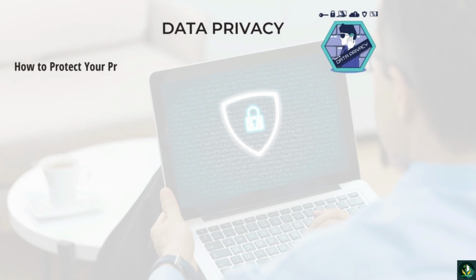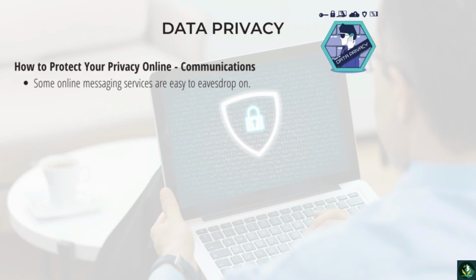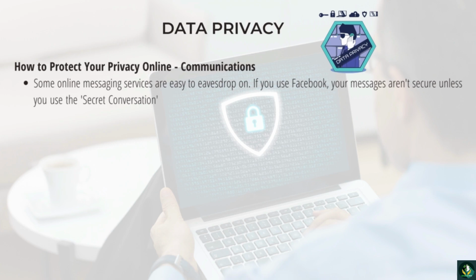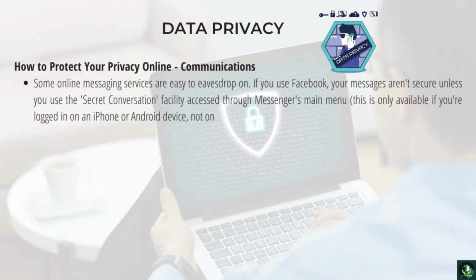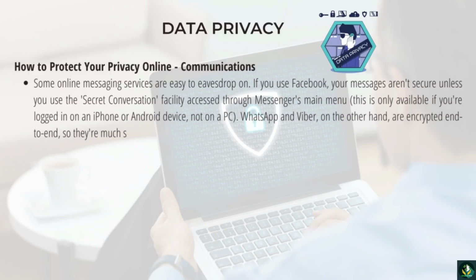Some online messaging services are easy to eavesdrop on. If you use Facebook, your messages aren't secure unless you use the secret conversation facility accessed through Messenger's main menu. This is only available if you're logged in on an iPhone or Android device, not a PC. WhatsApp and Viber, on the other hand, are encrypted end-to-end, so they're much safer to use.